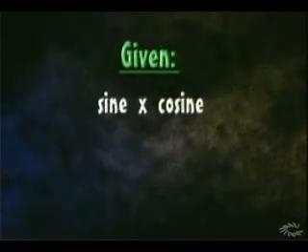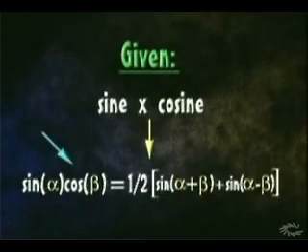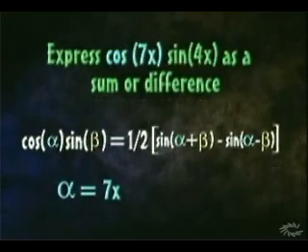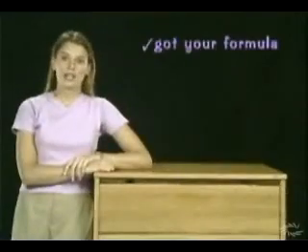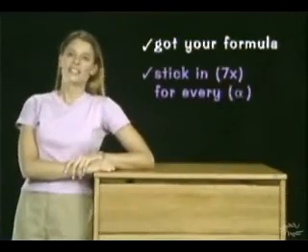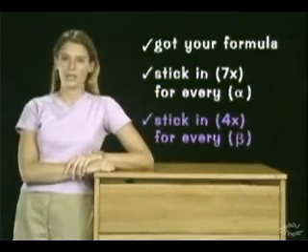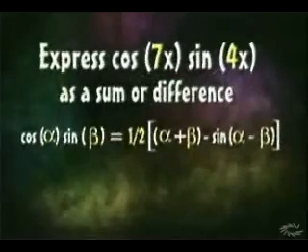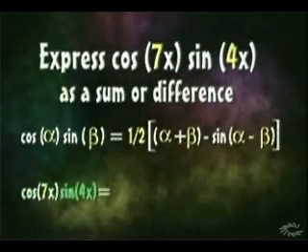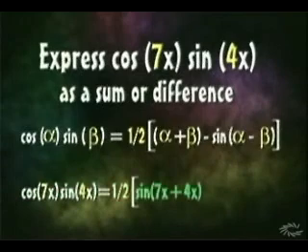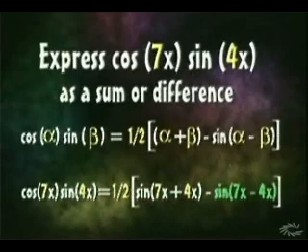Like, if you'd been given a sine value times a cosine amount, you would use the third formula, because the product side of the equation is sine times cosine. For our problem, alpha equals 7x and beta equals 4x. Okay, you've got your formula. Your next step is to stick in 7x every time you see alpha and 4x every time beta appears. So our problem now reads, the cosine of 7x times the sine of 4x equals 1/2 times the sine of 7x plus 4x minus the sine of 7x minus 4x.